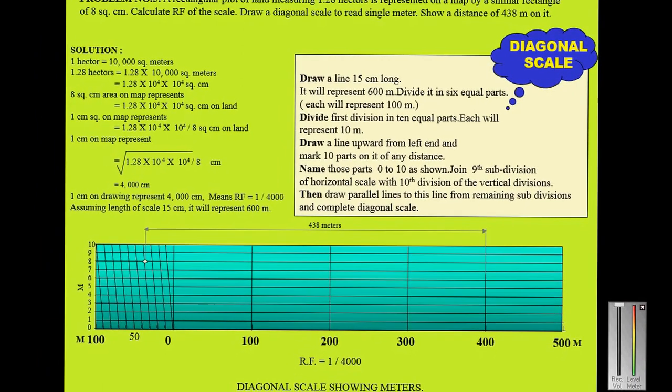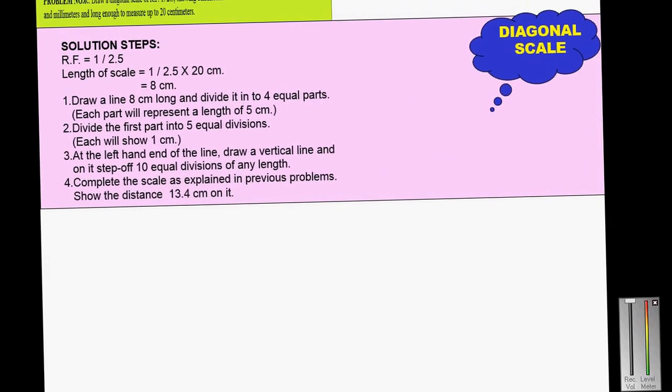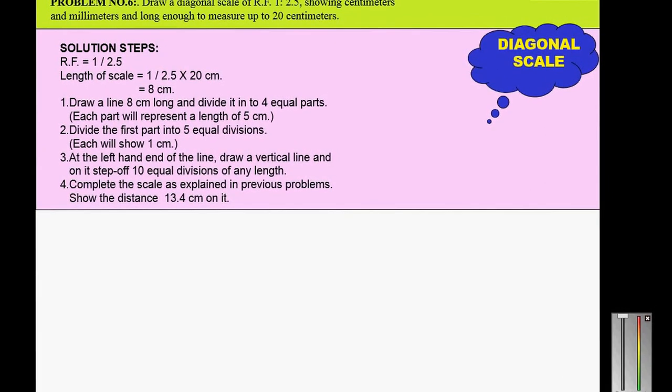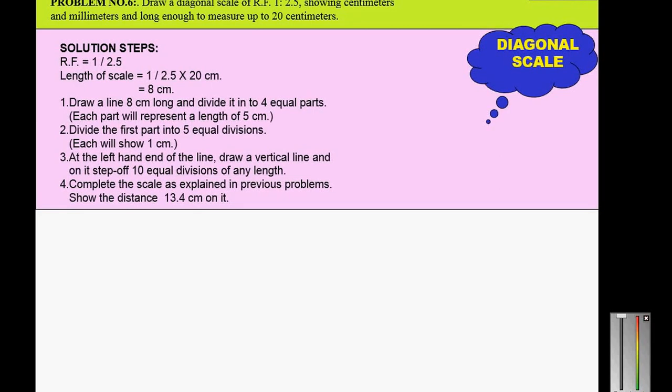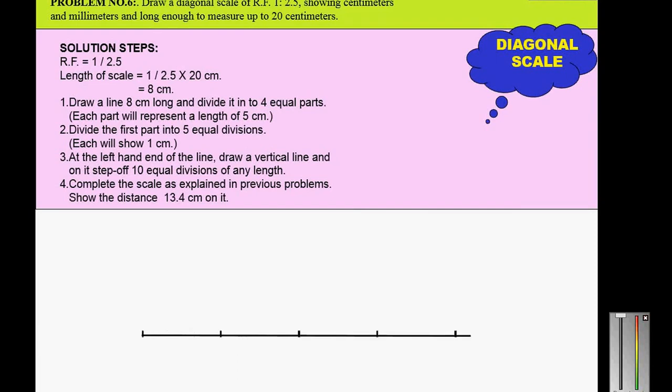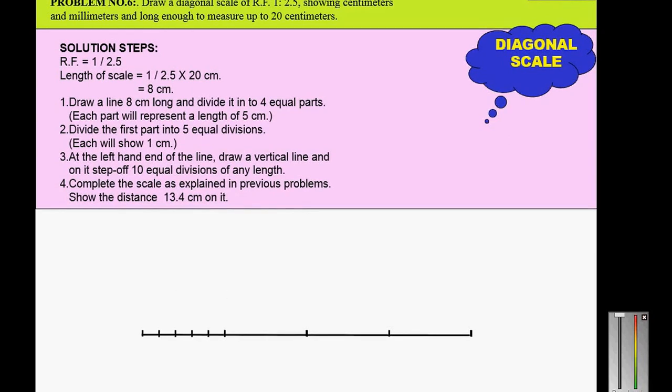And next is: draw a diagonal scale of RF is 1:2.5 showing centimeters and millimeters and long enough to measure up to 20 centimeters. So first of all, the RF is 1:2.5 which is given, and the length of the scale is RF into maximum length to be measured, and the maximum length to be measured is 20 centimeter and which is equal to 8 centimeter. So draw a line which is 8 centimeter and divide that into 4 equal parts, which means each division represents a length of 5 centimeter.